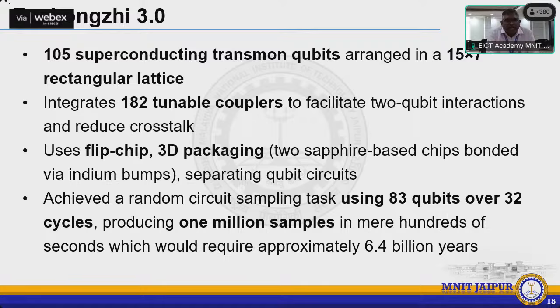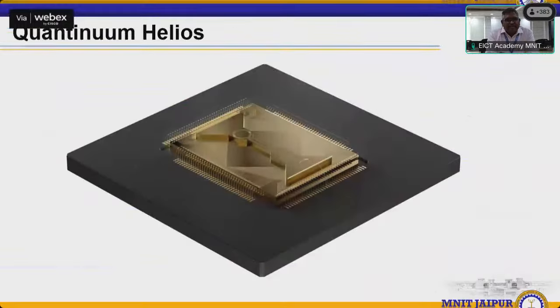So there, it was a random circuit sampling task, which we also discussed previously. It used 83 qubits over 32 cycles, producing 1 million samples, right, in mere 100 seconds. We talked about the previous benchmark, which took less than 5 minutes. Here we're talking about a few 100 seconds. So maybe 120 or maybe 200 seconds, like 3 minutes, which would have approximately taken a classical computer 6.4 billion years. So you can understand the quantum advantage that is coming up, and this is physically realized.